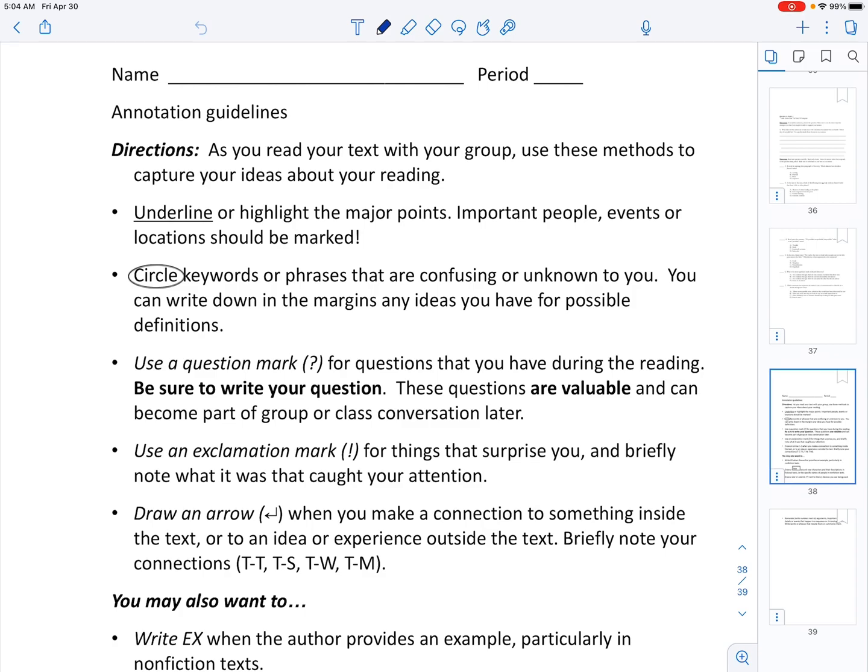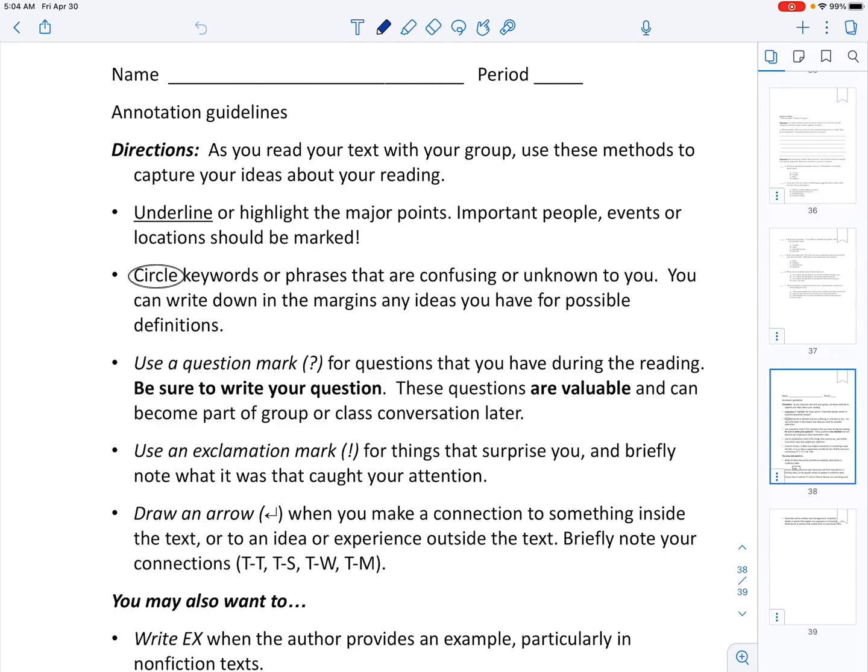So you can underline and highlight major points, circle keywords. You can put a question mark next to something that confuses you, or if you have a question while you're reading and it's not something that can be answered immediately, it's a good idea to write it down so that way you remember to talk to me about it at some point later. You can also use an exclamation point for things that surprise you.